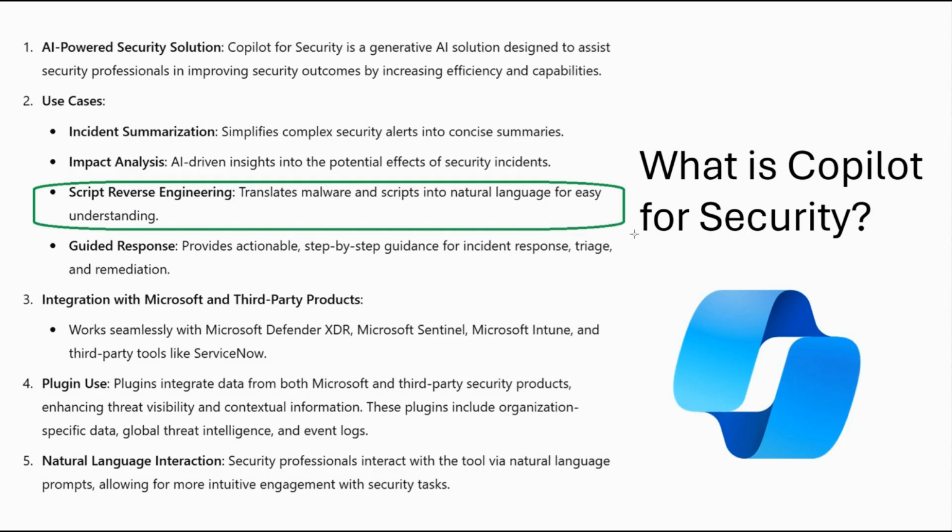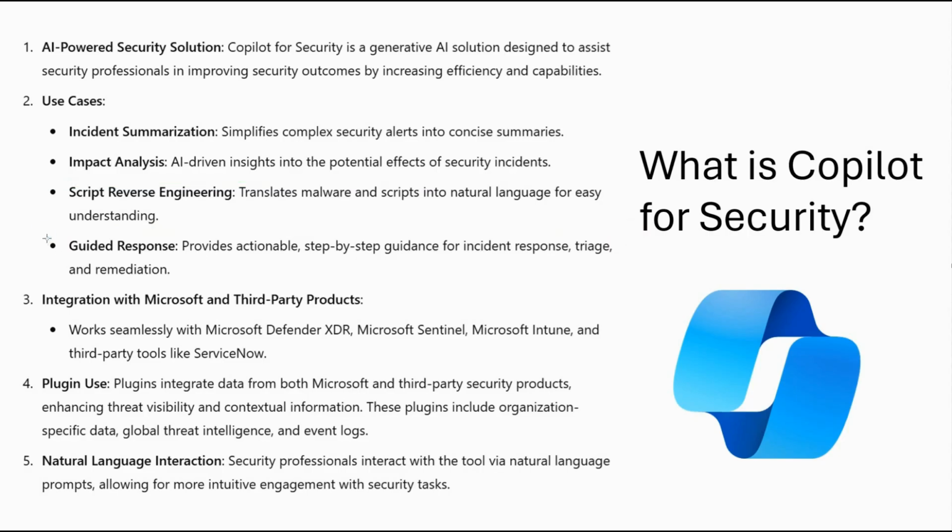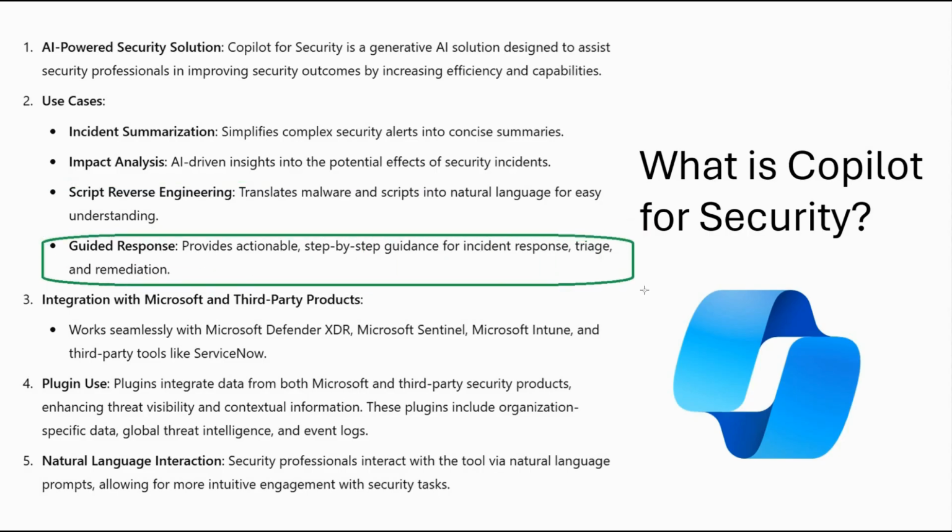So this, to me, is one of the most valuable things that we get in terms of AI, is this reverse engineering capabilities. Another thing we've got is guided response. So this is going to basically provide us a step-by-step set of actions that can help us in a scenario where we've discovered an incident.